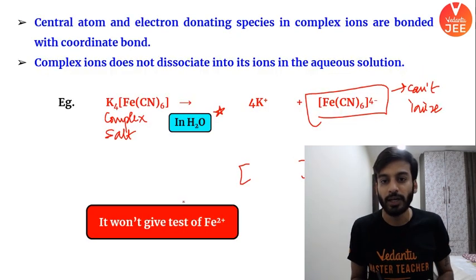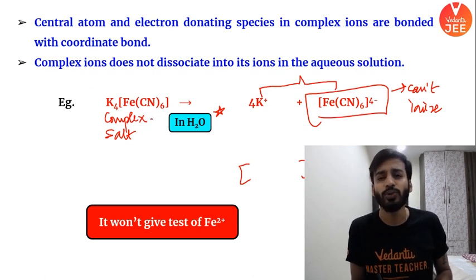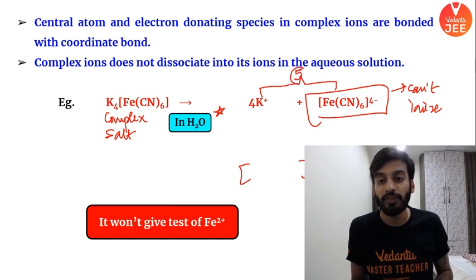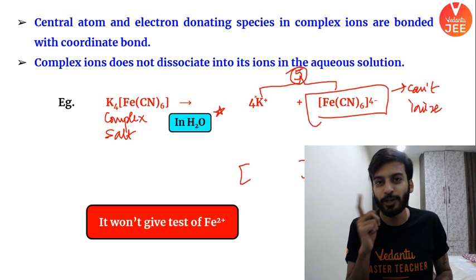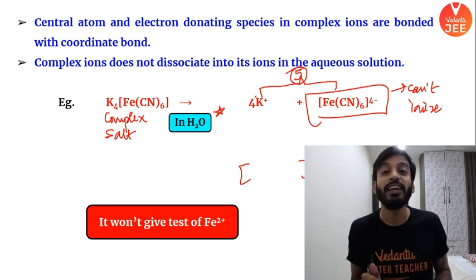One more thing. One kind of question can come. They will give you this complex, K4[Fe(CN)6]. They will ask you, how many ions are produced in the solution? You will say, sir, total 5 ions are produced. This kind of question we will also take up in tomorrow's session. So don't worry. Basically, you are seeing there are total 5 ions formed.